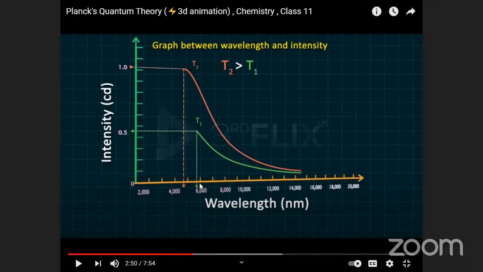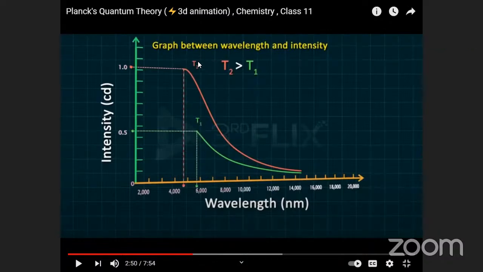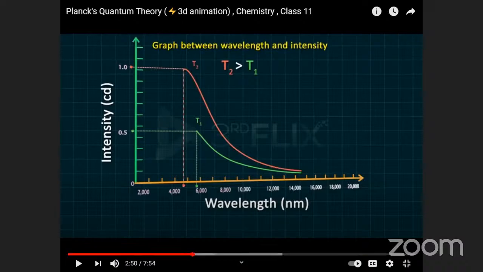Under the same 6,000 nanometers, if you check the point on the red curve, the corresponding intensity will be like this value, which is definitely more than 0.5. So the intensity value is changing from 0.5 to around 0.8 when you change the temperature from T1 to T2, yes or no? Now, can you not generalize that as a function of temperature, the intensity of the electromagnetic radiation is changing? Okay. Thank you, sir.